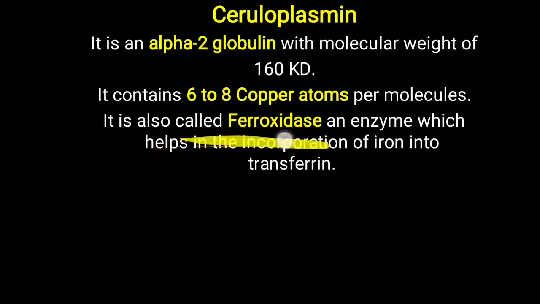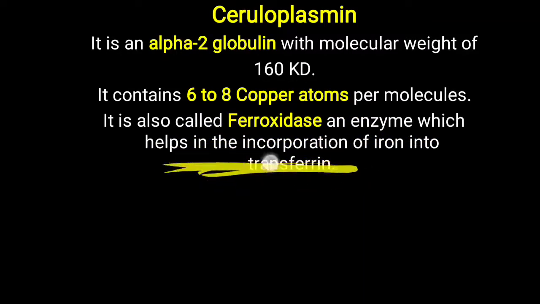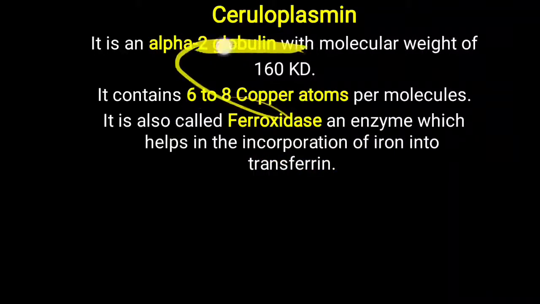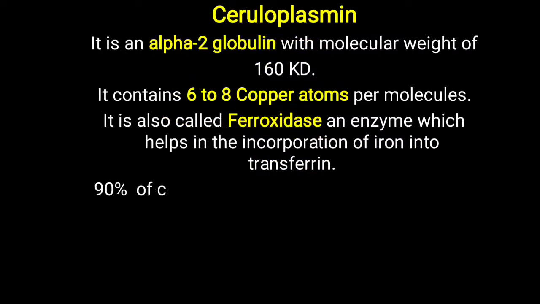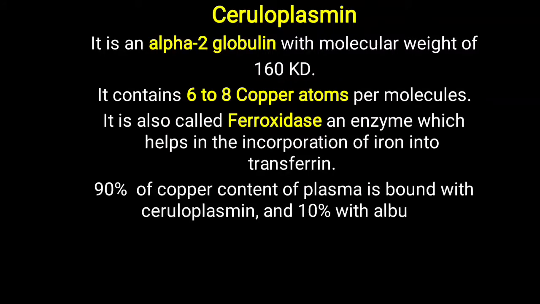which helps in incorporation of iron into transferrin. Transferrin is a particular protein required for the transportation of iron. So for the incorporation of iron into transferrin, this ceruloplasmin, or peroxidase, is needed. 90% of the copper content of plasma is bound with ceruloplasmin and only 10% with albumin. Albumin also transports this metal copper, but copper is predominantly found inside ceruloplasmin.